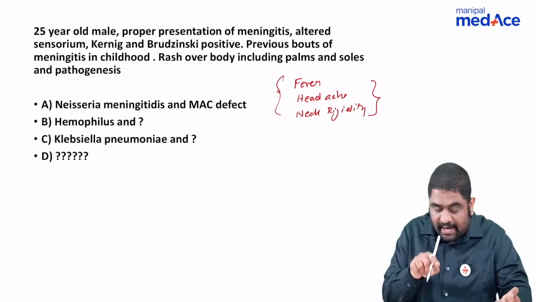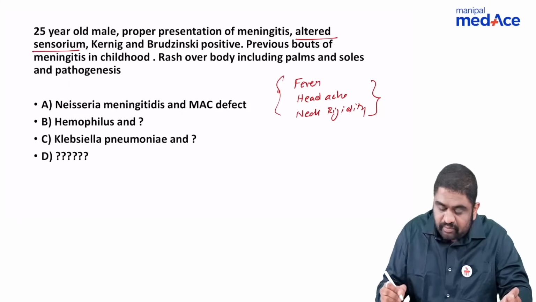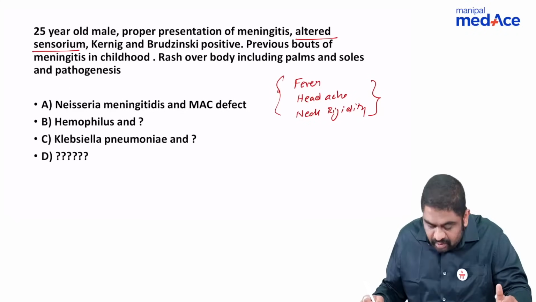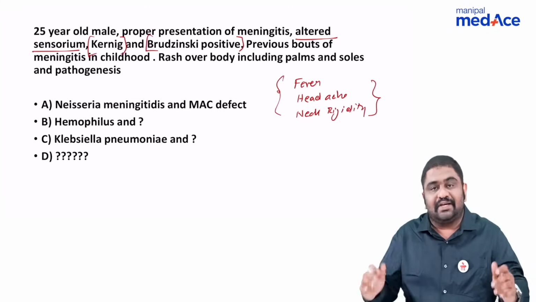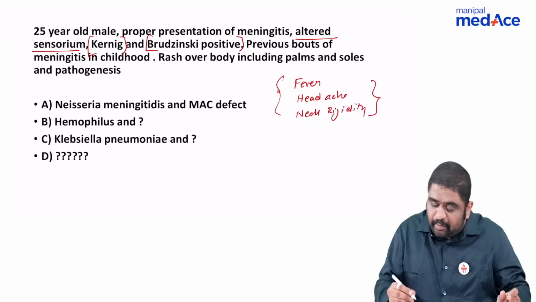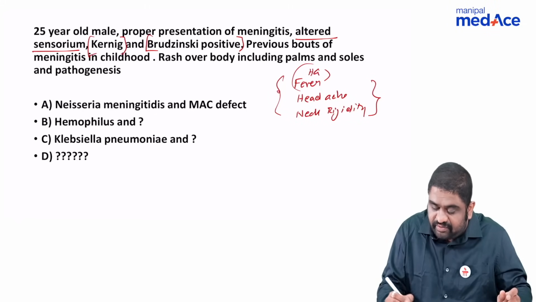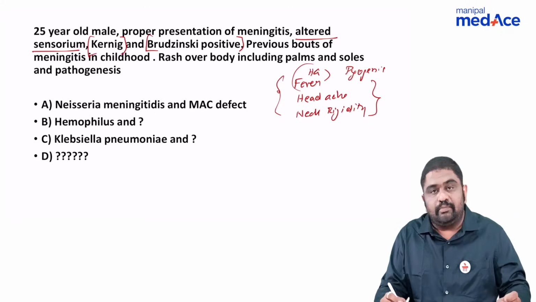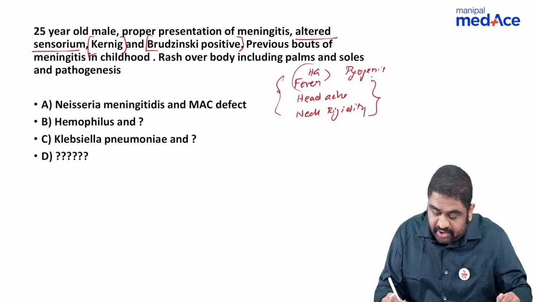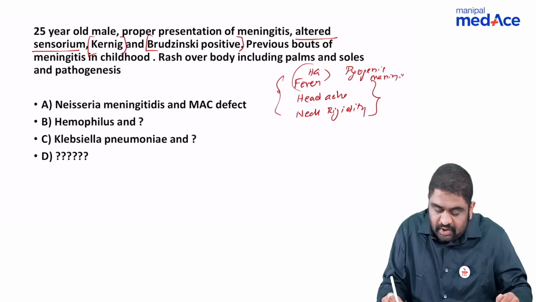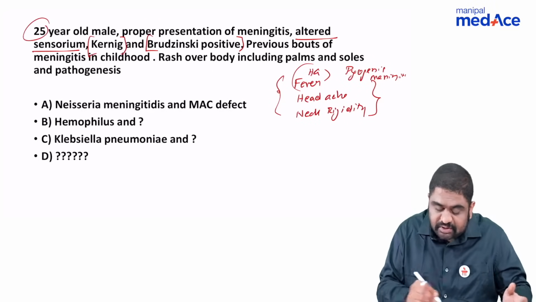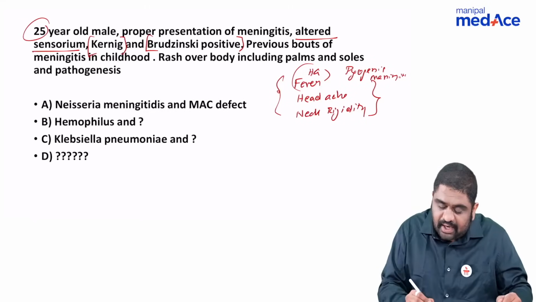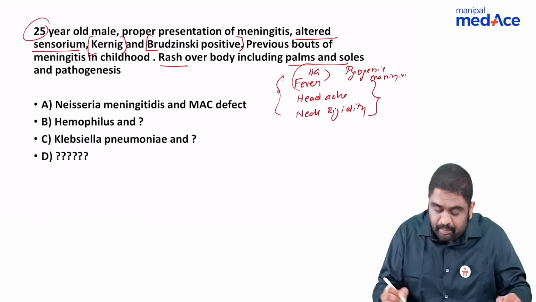But they also added there was an altered sensorium, which means the parenchyma of the brain can be involved, and Kernig's sign was positive, Brudzinski's sign was positive. It's a clear indication of meningitis. But if they say it is high grade fever, then it has to be a pyogenic meningitis. If it is mild to moderate grade fever, it is atypical meningitis. And they say this 24-year-old male had previous bouts of meningitis in childhood. The rash is present all over the body, including the palms and the soles.